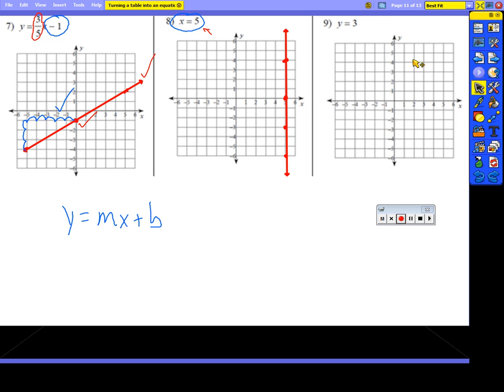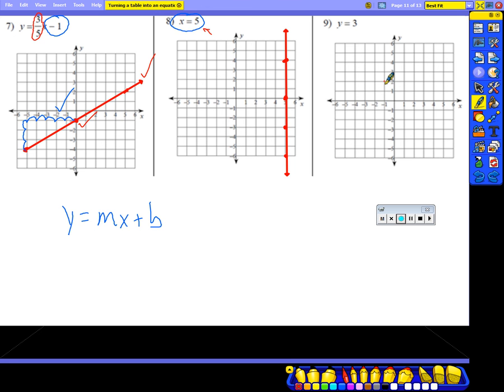Last one, number 9. Number 9 is almost exactly like number 6. So if you're not understanding what I'm doing here, go back and watch the video for number 6. But basically, y equals 3, no matter what. So it doesn't matter what x is, y will always be 3. So if x is -5, then y is going to be 3. And if x is 0, y is going to be 3. If x is 5, then y is going to be 3. So no matter what, y is 3.